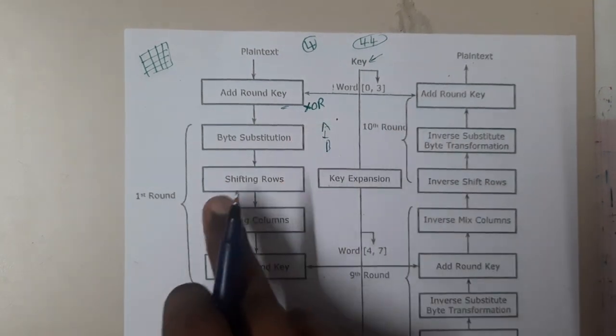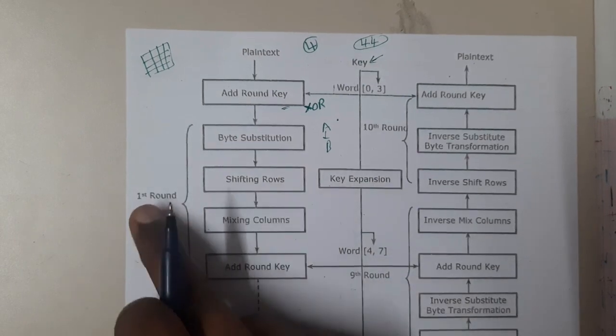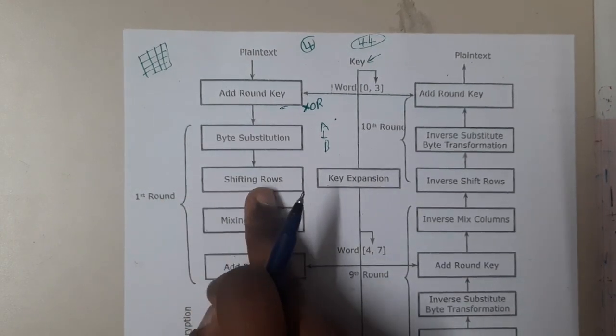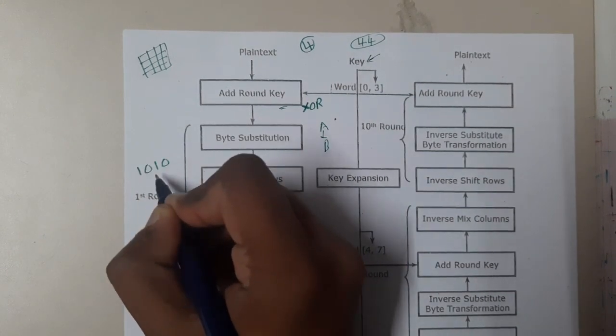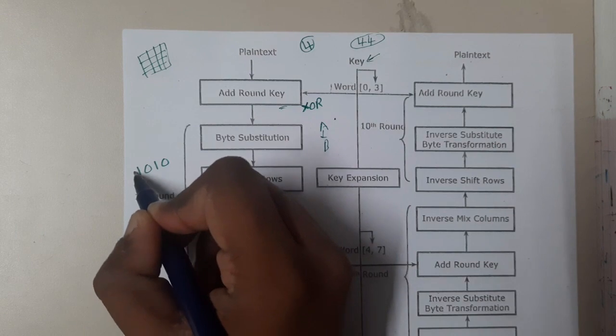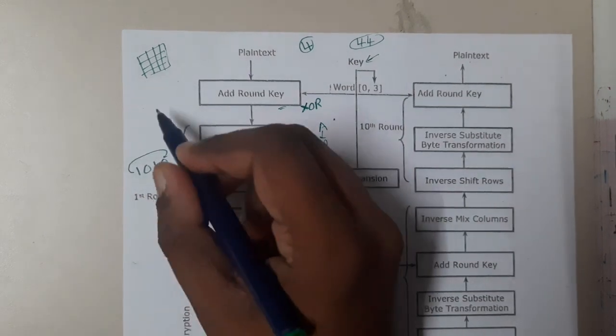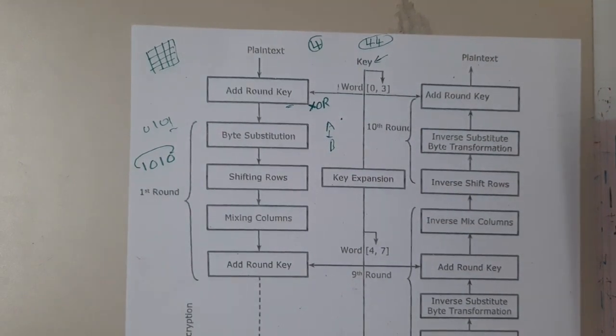After that, shifting rows. Depending on the round number, we will be doing the left shift, guys. Assume that this is our word, or our string. If it is round 1, I'll be shifting one bit to the left, so it will become 0 1 0 1, guys. In this way, one left shift will be done.